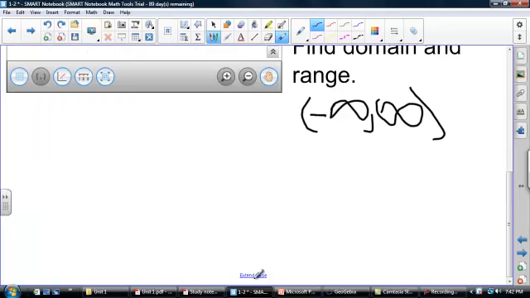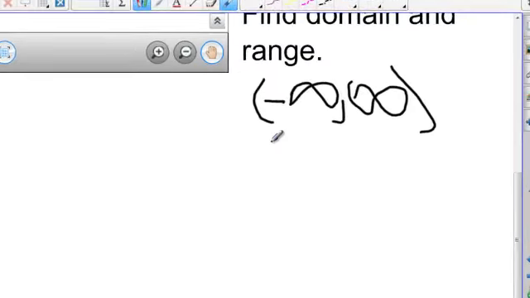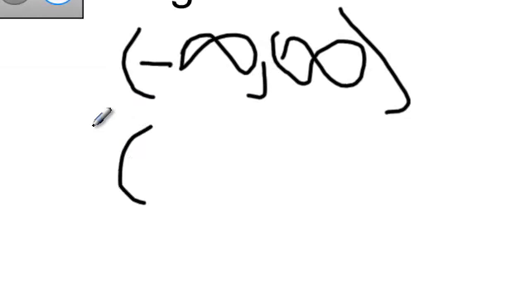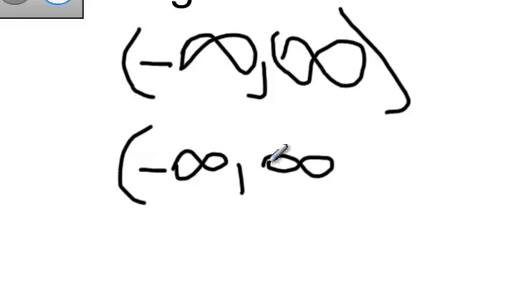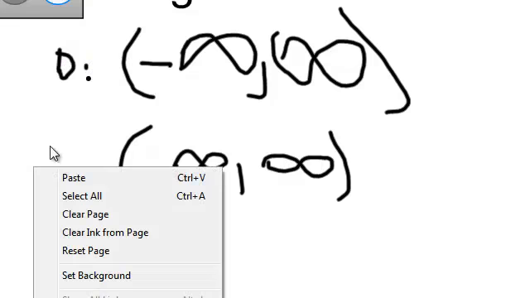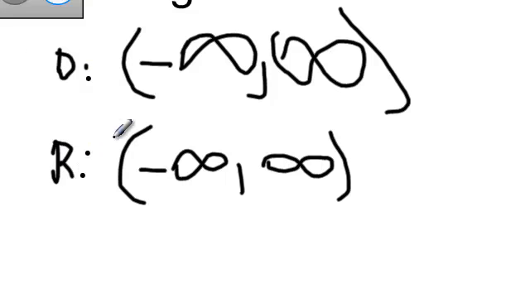This also includes the range. We already said that it keeps going up and down forever. So the lowest possible y value I'm going to have is negative infinity. My highest possible y value is going to be infinity. So here's your domain, and here's your range.